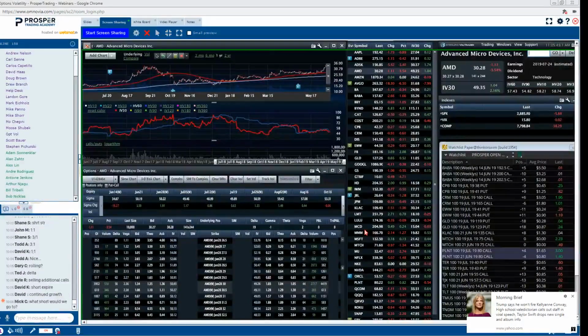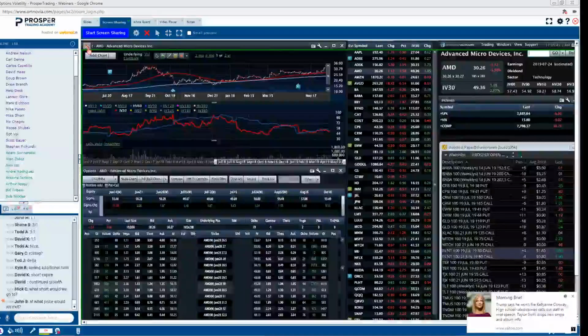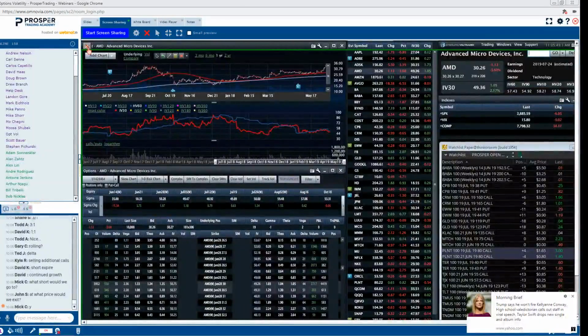So that is what is behind a diagonal spread. Oh, Mick, if we were at 33 on June 28th, is that what you're asking? What short would we roll to? Okay, so it all depends on a few things.